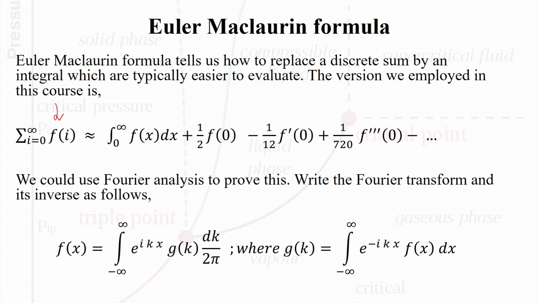So, the question is, how do you do this? Firstly, I am going to state the Euler-Maclaurin formula. It states that the summation of f_i from i equal to 0 to infinity is the same as replacing i by x and integrating x from 0 to infinity.